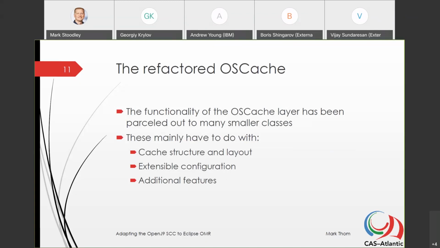So with that end in mind, there are three main topics that we could discuss. That's just listed here in this list: cache structure and layout, extensible configuration, and I call them additional features because they're kind of ancillary, like they're not really essential to the core operation of the cache, but they can be used to enhance functionality in various ways, which we'll talk about when we get to that section.